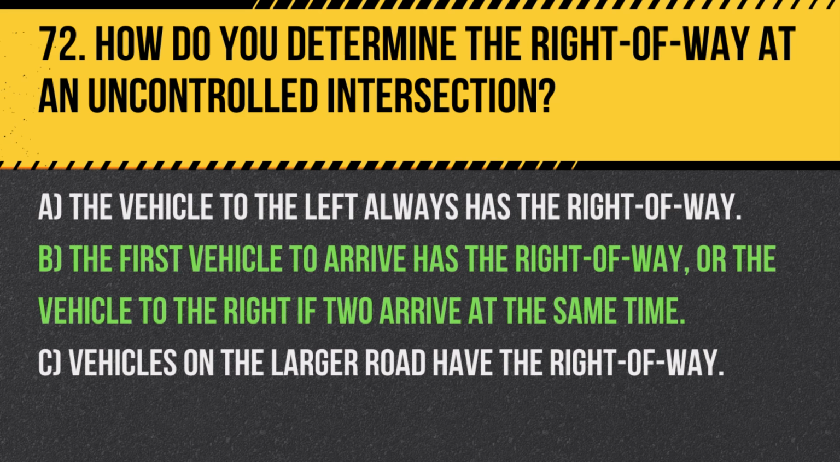Answer. B. The first vehicle to arrive has the right-of-way, or the vehicle to the right if two arrive at the same time. This rule helps prevent confusion and collisions.